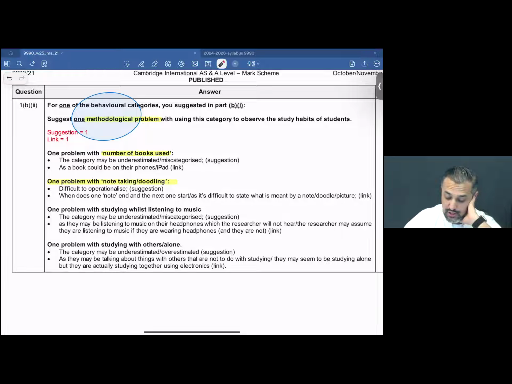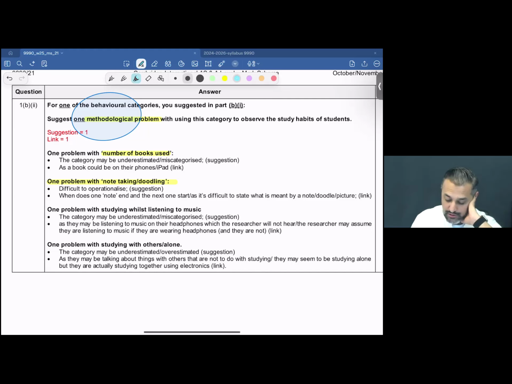The third one, a problem with studying while listening to music. The category may be underestimated or miscategorized. Again, as they may be listening to music on their headphones, which the researcher will not hear. The researcher may assume they're listening to music if they're wearing headphones. So again, this is a methodological problem.